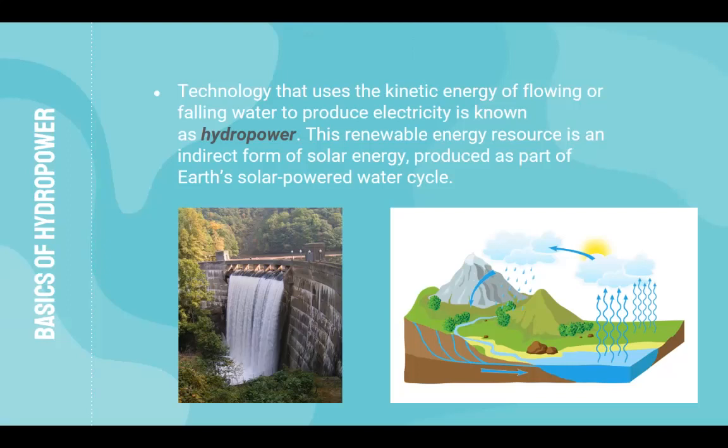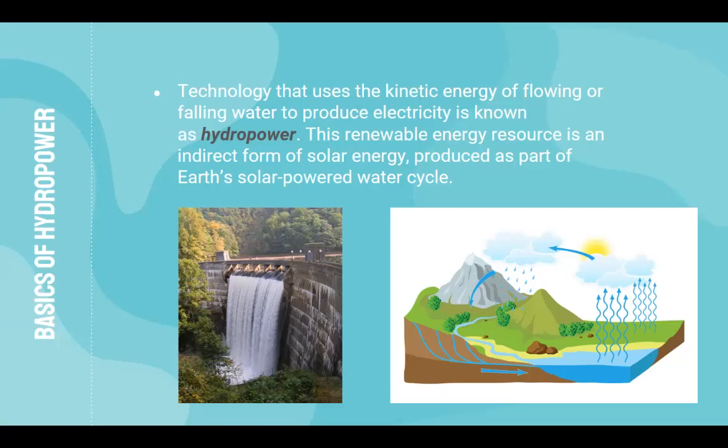This technology is using kinetic energy of flowing water going downhill to produce electricity, and it's typically known as hydropower. This is a form of renewable energy that is a resource that gets its power indirectly from solar energy, because the sun evaporates the water, it condenses in clouds, rains down at higher elevations, and then runs back down to the oceans and rivers, lakes, and streams. This is part of the Earth's water cycle.